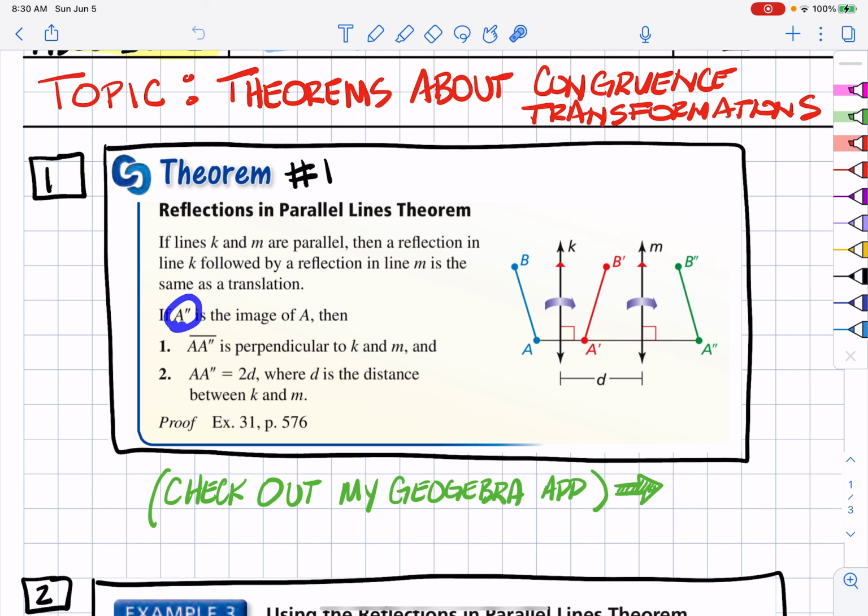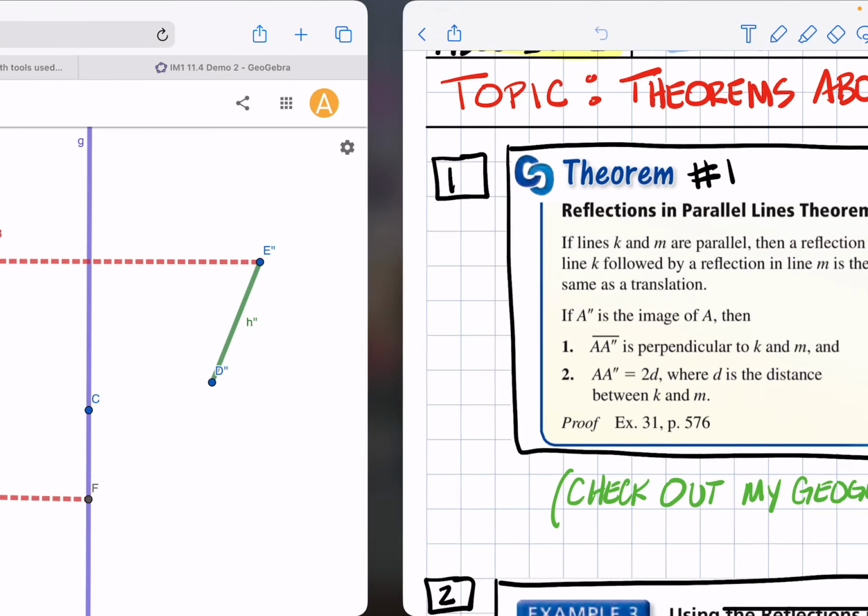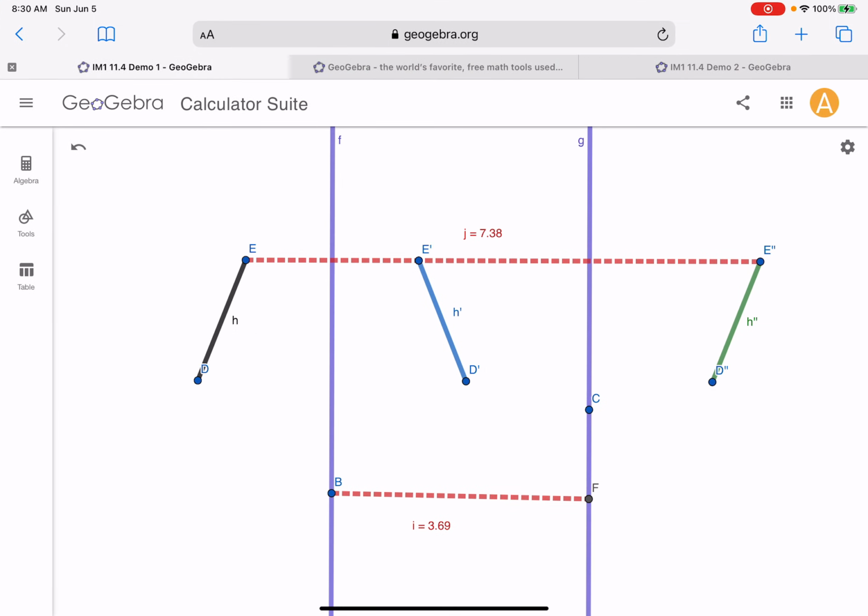So if A double prime is the image of A, meaning that A double prime is the point I ended up at and A is where I started, then line segment A to A double prime is going to be perpendicular to K and M. So that's what this is for. And number 2, A to A double prime is twice the distance that the lines are separated. So let me show you an example of this in GeoGebra so you can get a chance to play around with it, and you'll have an opportunity to play with it later.